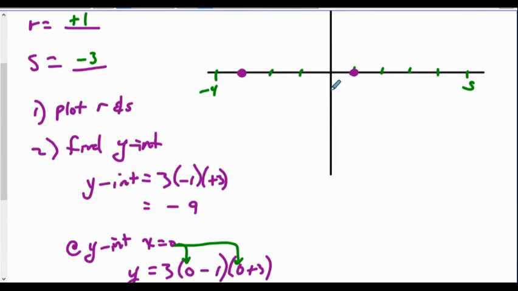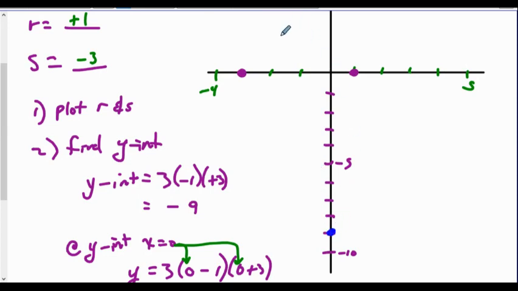Let's make my line a little longer and do this a little bit to scale. 1, 2, 3, 4, 5, 6, 7, 8, 9, 10. And what we want is to have that at -9. So there's my y-intercept at -9.